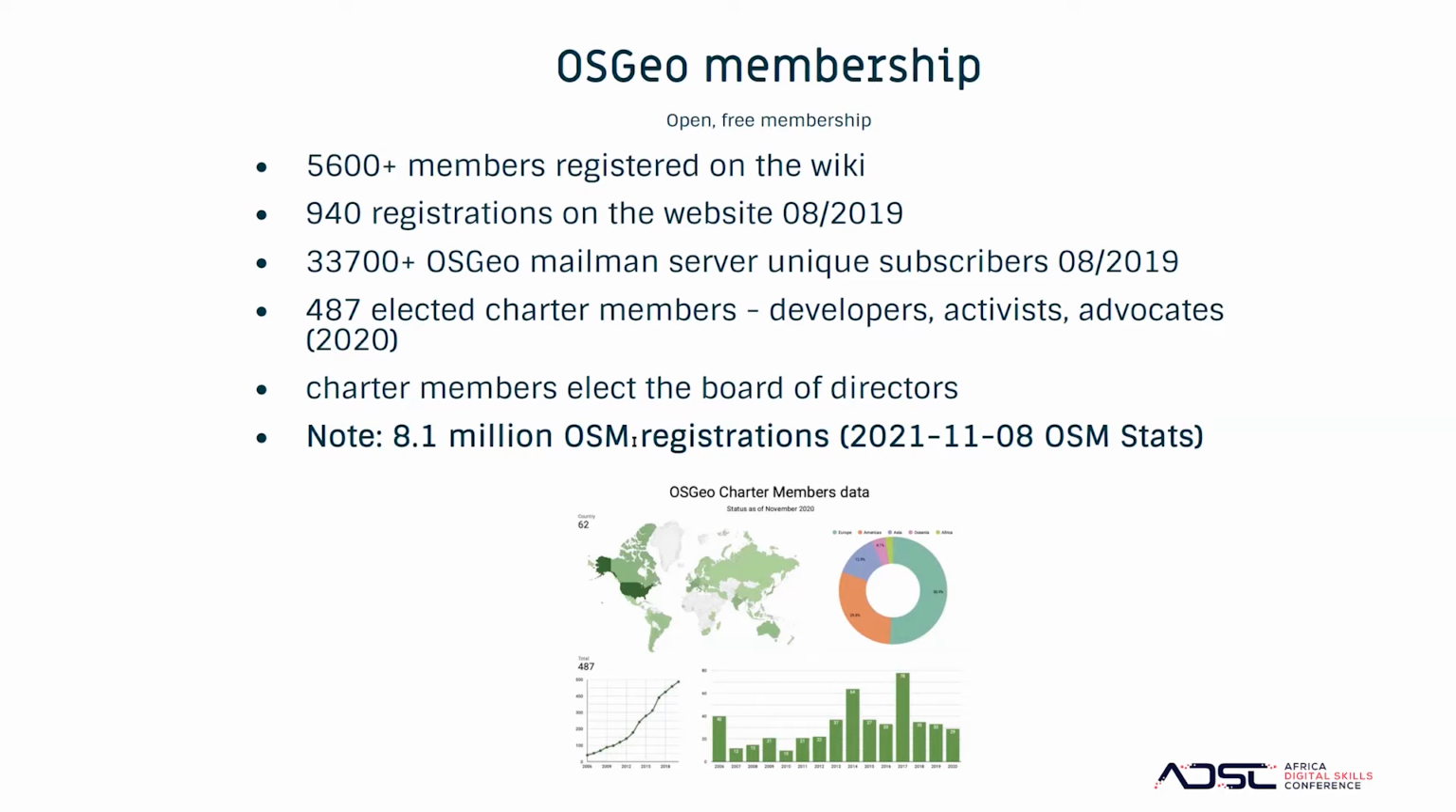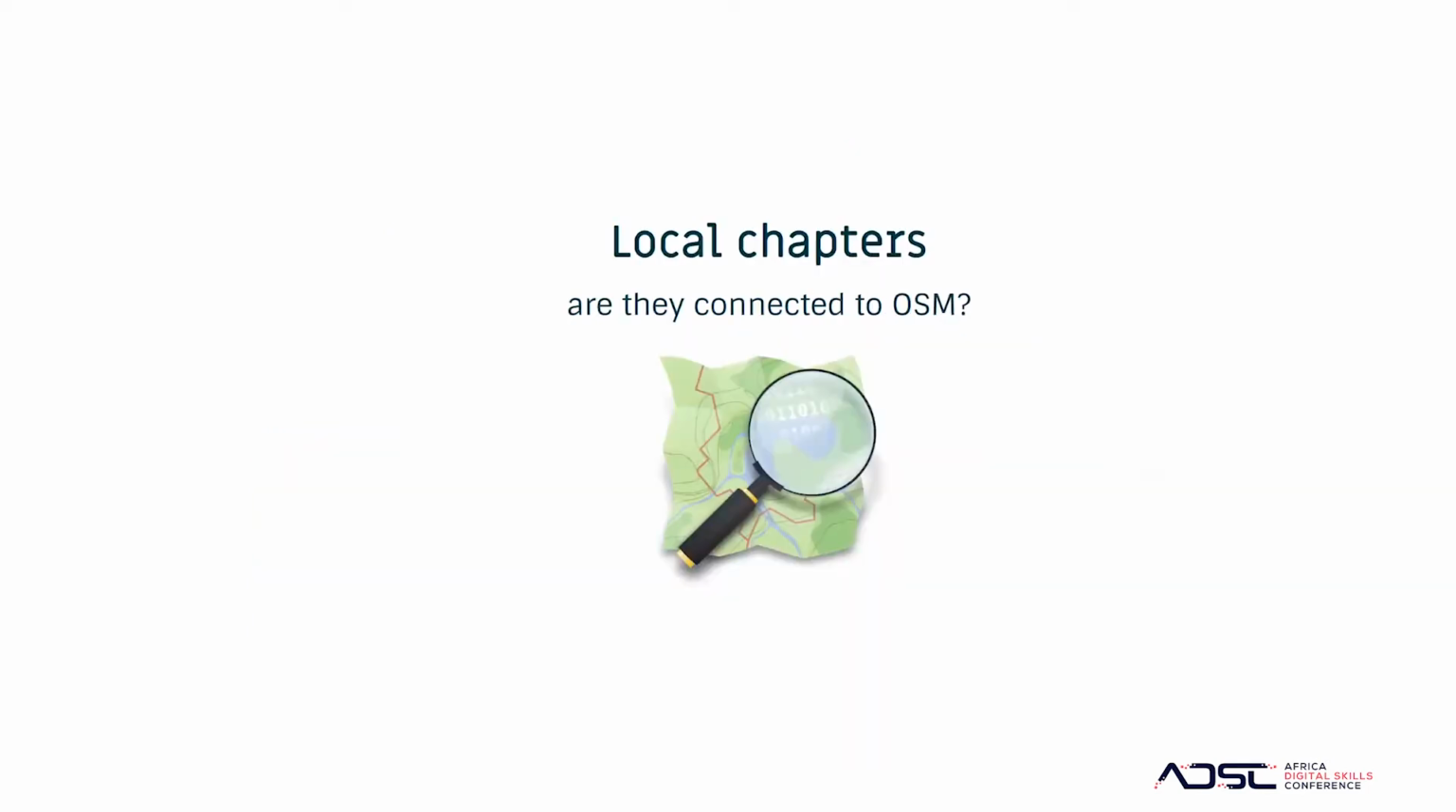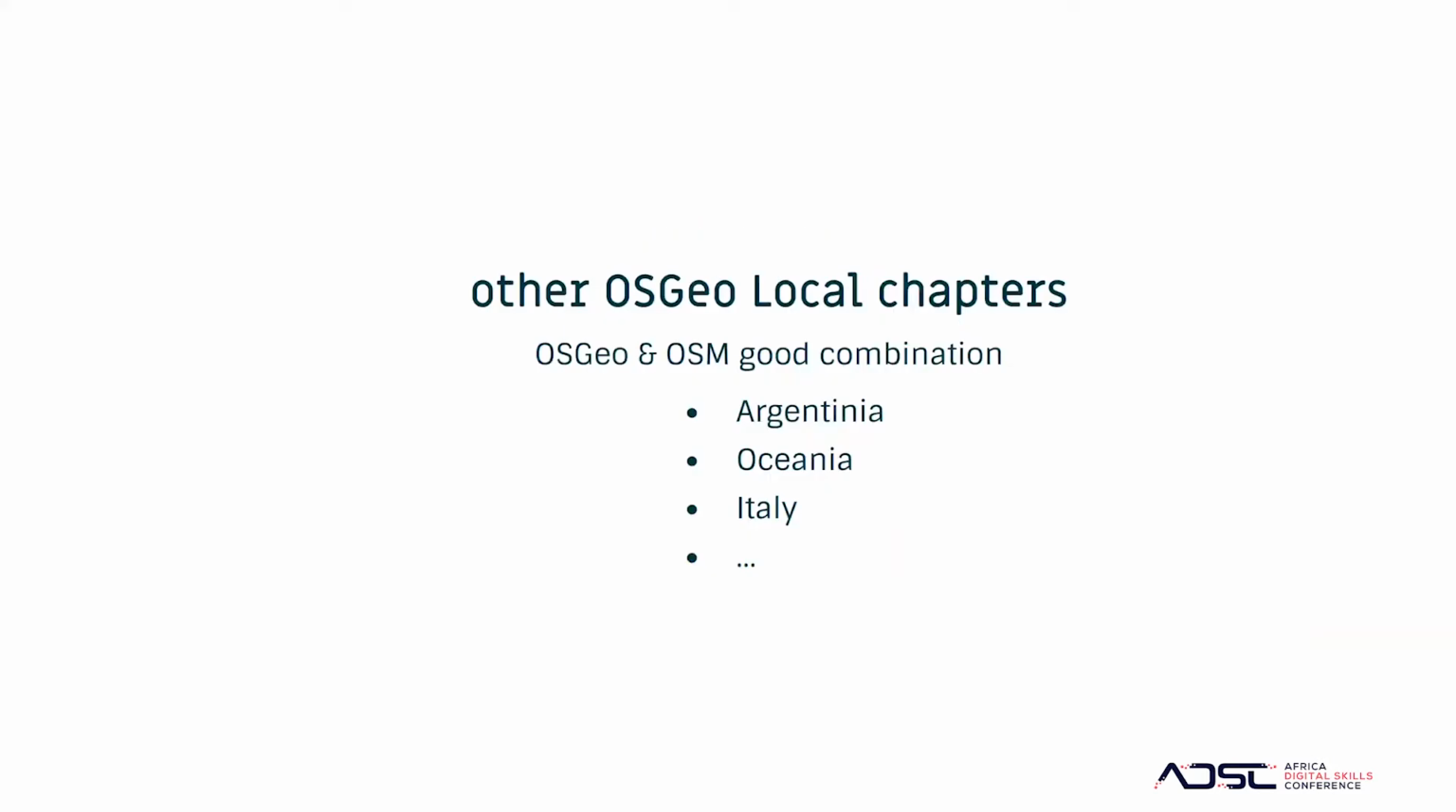Here is OpenStreetMap stuff I was saying recently. I just changed a couple of things and I'm reusing this slide. There are local chapters. We don't have one in Ghana. There is the OSGeo Africa chapter, which is organized a bit by mailing list and meets physically during FOSS4G. We still need a lot of participants and membership as well. Local chapters manage translations, documentation, and report at the annual general meeting and all other stuff.